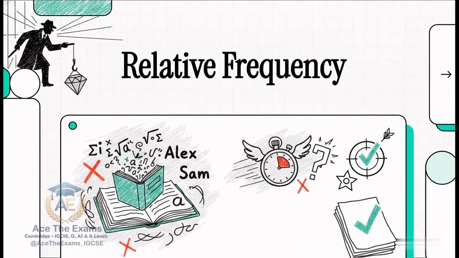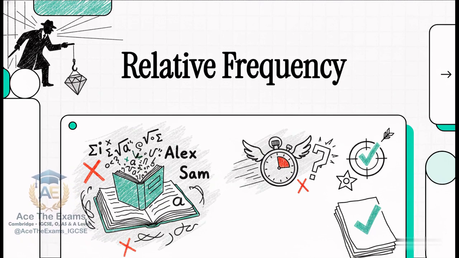Welcome to the Heist Briefing, everyone. Today we are laying out the mastermind strategy to extract perfect marks on relative frequency in your Cambridge 0580 Mathematics Explainer. Think of this as Ocean's 11, but instead of a heavily guarded casino vault, our target is the Cambridge Examination Board, and your payload is an A-star grade.